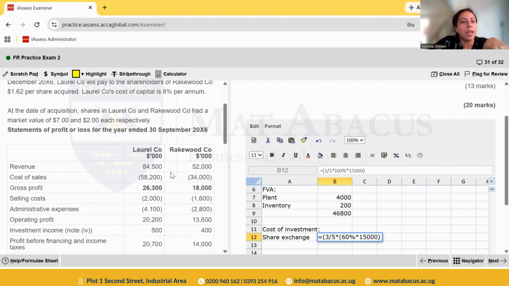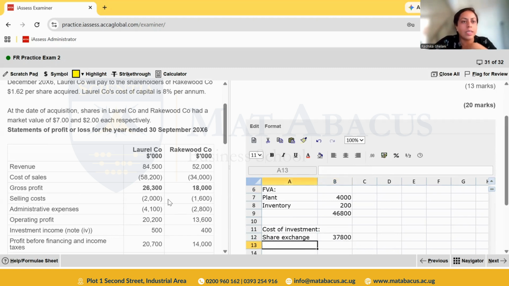To get that, you multiply by the market value of Laurel shares. And what's the market value of Laurel shares? It's going to be $7. Notice I first closed the bracket. Okay, I've closed the bracket so that when I close the bracket, it's giving me the number of shares and I'm multiplying that by $7 to give me the dollar value. So the dollar value of the share exchange is 37,800.